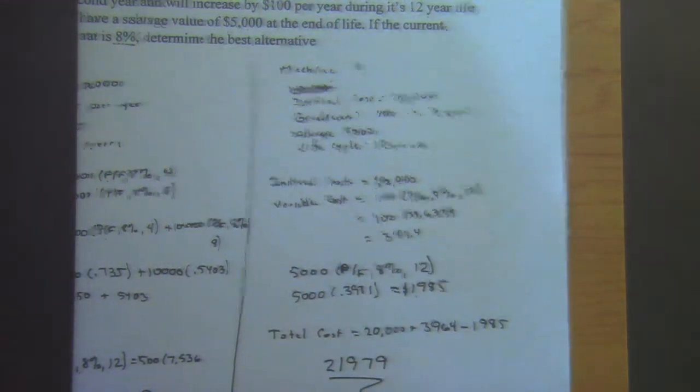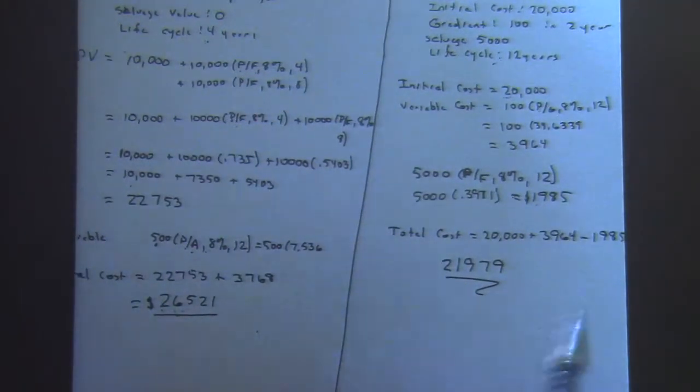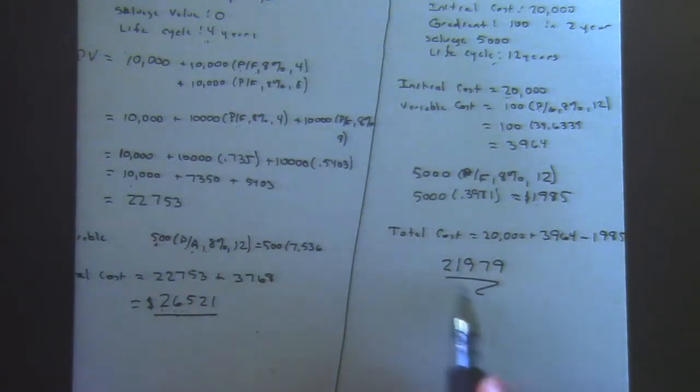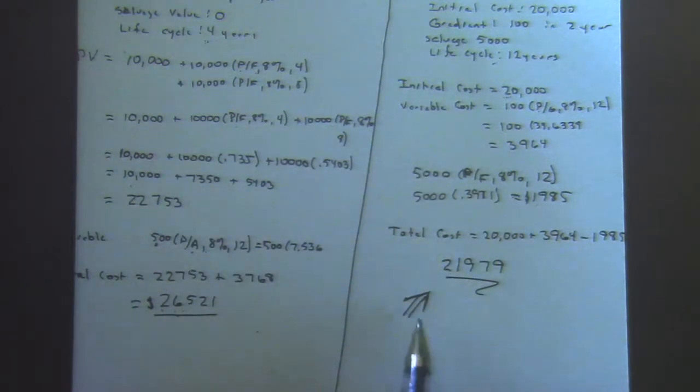$21,979. So from this, we can see that machine X is going to cost us a little over $26,000 in today's money. Alternative B, which is associated with purchasing machine Y, is going to have a value of $21,979 in today's money. Therefore, it would be most beneficial to choose machine Y because it has the lowest present worth associated with the cost of that piece of equipment.